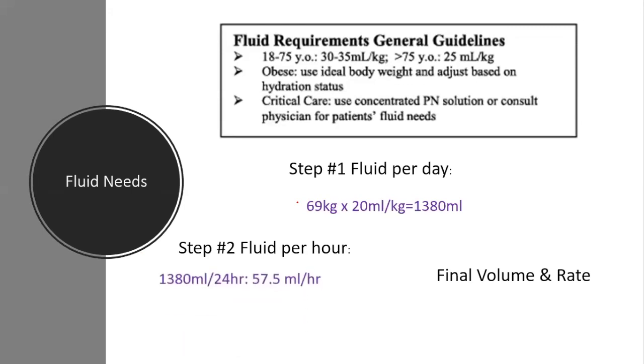And if we calculate that into how much we're going to give per hour, we would take it and divide it by 24 hours for 57.5, which is kind of an odd number to set your IV at. So we're going to round up to 60 for the final rate and multiply that by 24 to get 1,440 milliliters for the final volume for this patient.